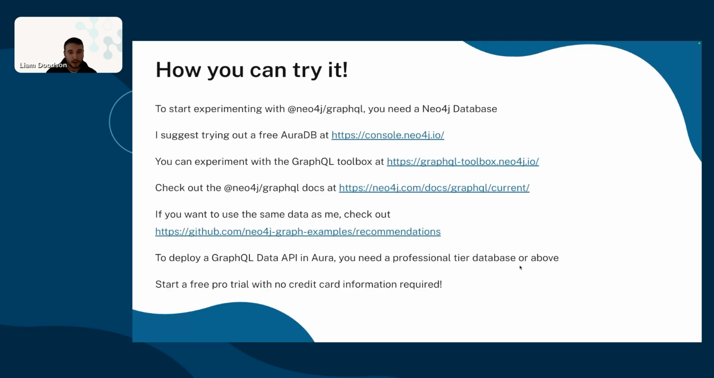As I said, I used the recommendations data set, which you can find at that GitHub repo. I think it also has some GraphQL type definitions as well, which is really good news. And finally, the last thing you need to know to deploy a GraphQL data API of your own is you'll need a professional tier database or above. But the good news is you can start with a free pro trial today with no credit card info.